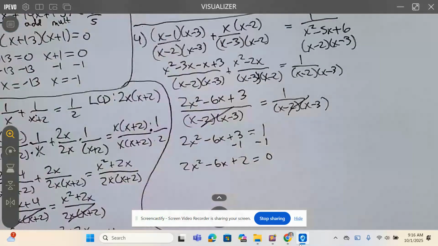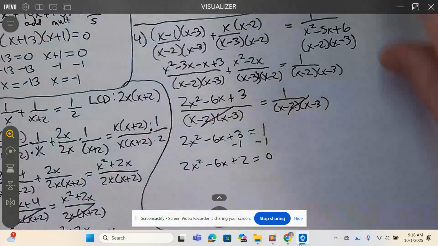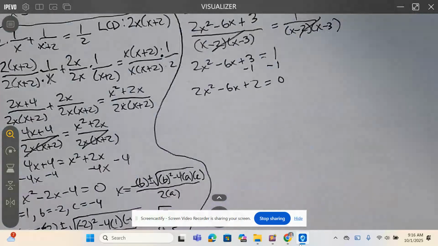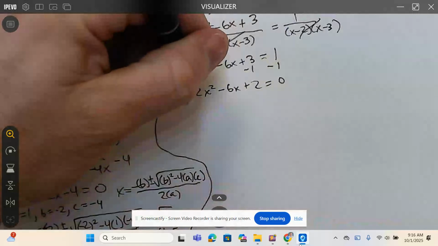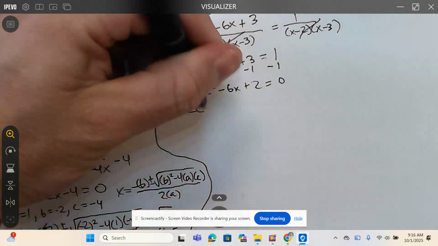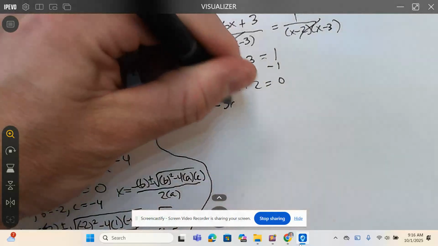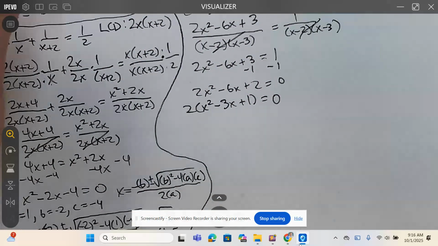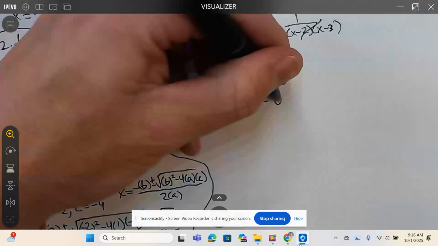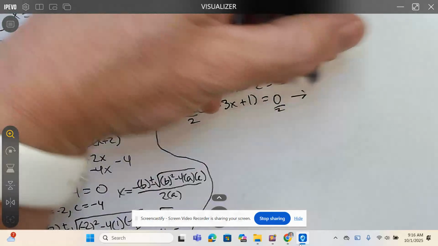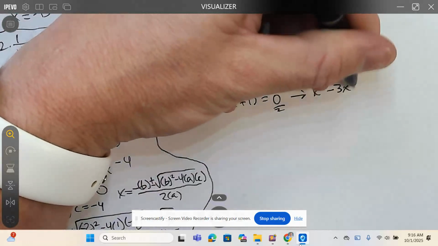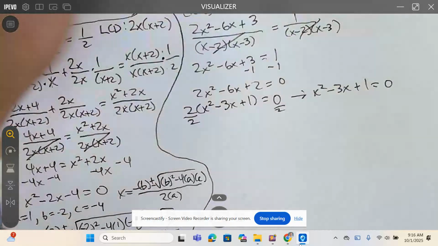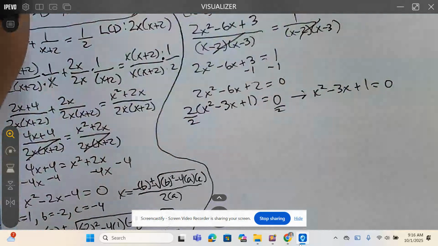This better be factorable. I can take out 2. This is not factorable either. Dang it. x squared minus 3x plus 1. Jeez. I'm getting a failing rating after this one. Because that's not factorable, so I'm going to do the quadratic formula here.